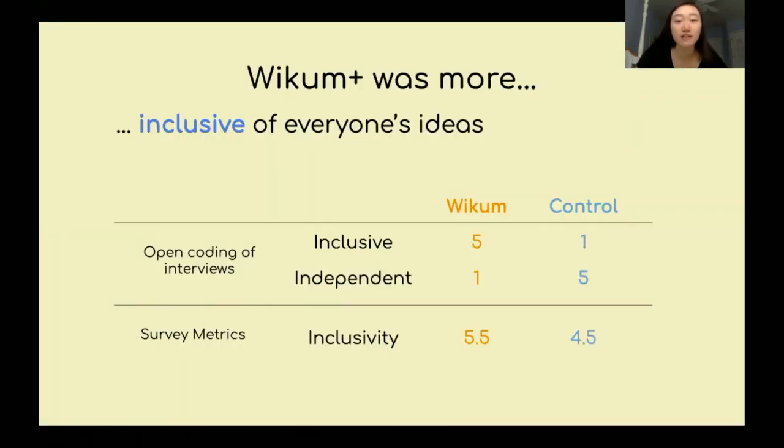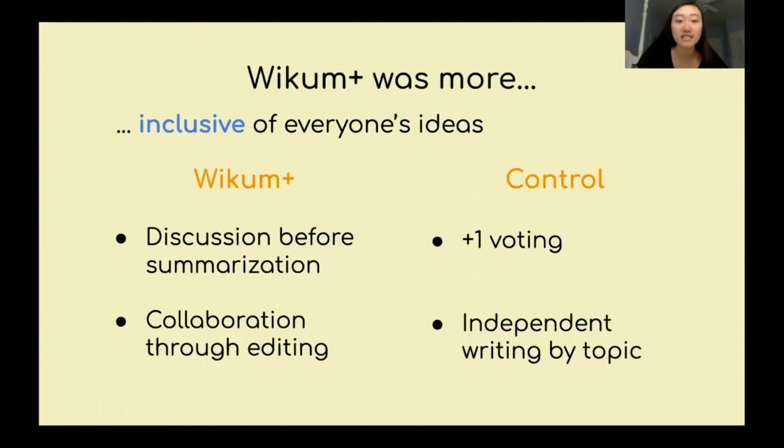Wickham users also found that the process was more inclusive of everyone's ideas because, unlike the control group, they always first discussed all ideas before including them into the final summary. On the other hand, in the control group, they used a +1 voting system, leaving some users feeling like their ideas were left out or not addressed.